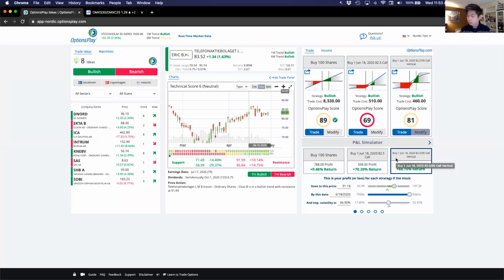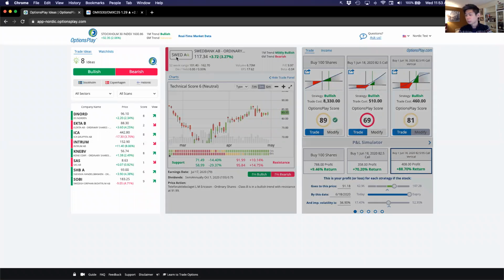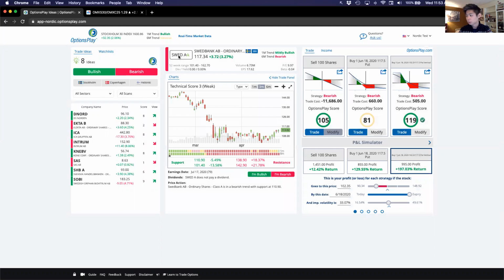So with that, that's just a very quick example of how I would potentially utilize options for this particular type of trading. So let's take a look at some of the names that you want to take a look at. Frederica wanted to take a look at Sweet Bank. I believe that's the stock that you're looking at, Frederica. So Sweet Bank's currently trading at 117, up about 3.27%.